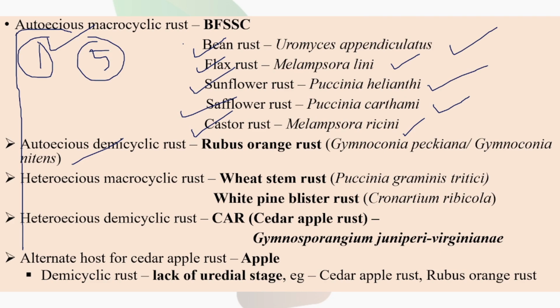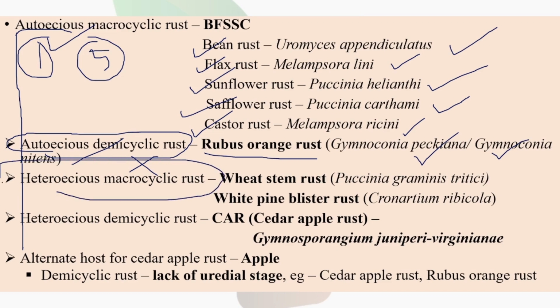So these are all examples of autoecious macrocyclic rust, which means all five spore stages are completed in a single host. The second one is autoecious demicyclic rust. Demicyclic means lack of the uredial stage, but autoecious means a single host, so without the uredial stage the remaining spore stages complete the life cycle. The best example is Rubus orange rust, Gymnoconia peckiana. We can also call it Gymnoconia nitens.